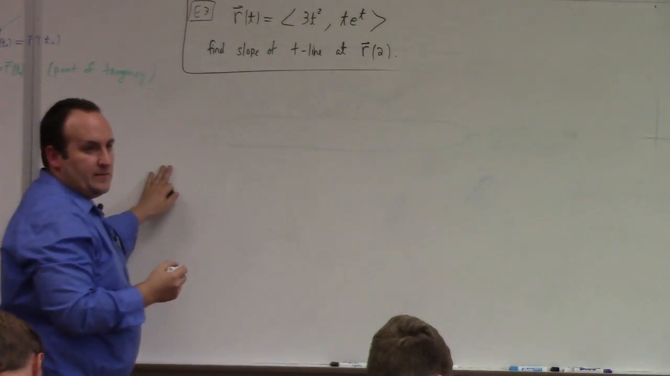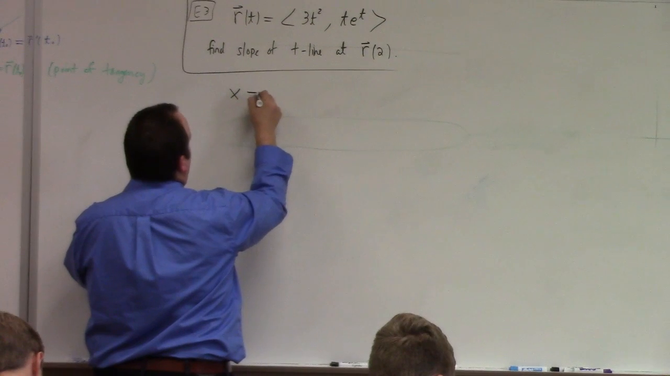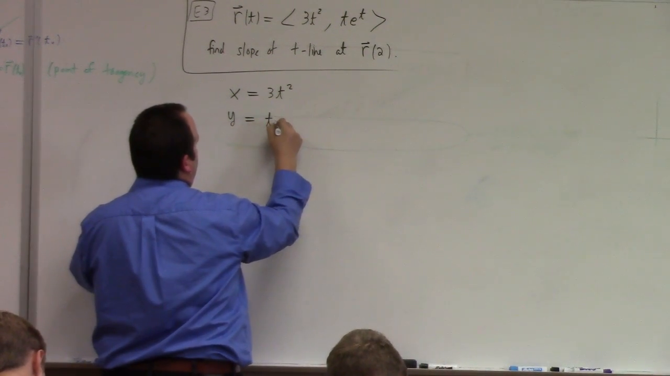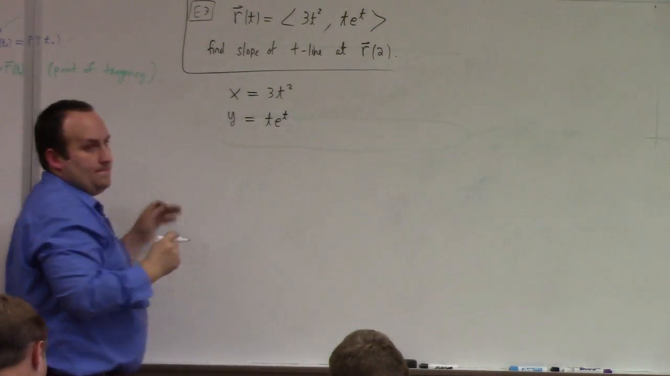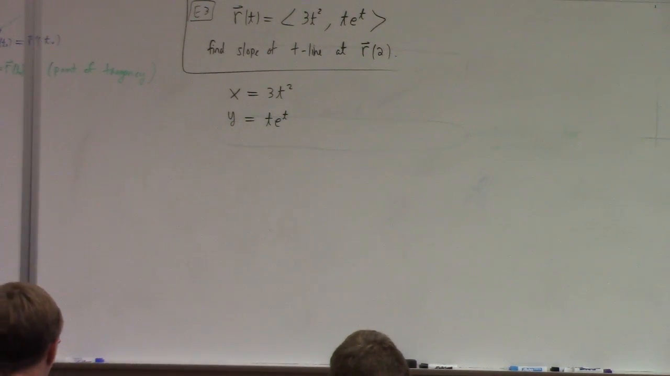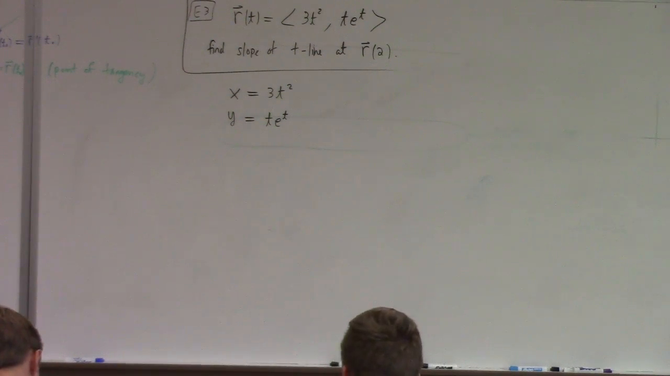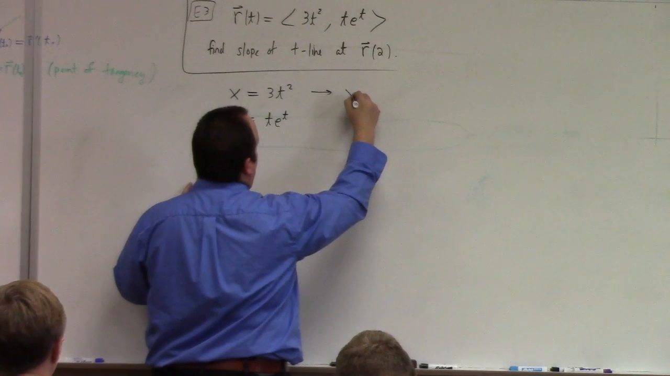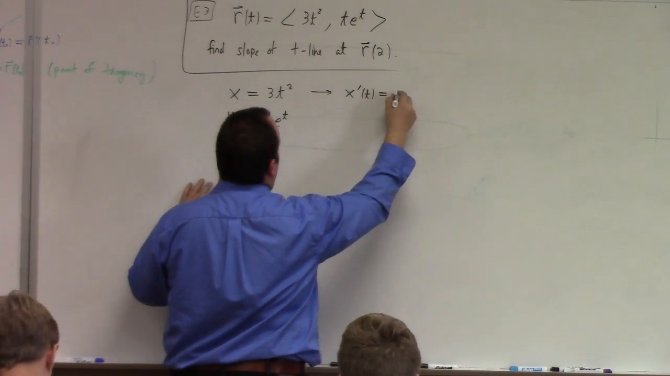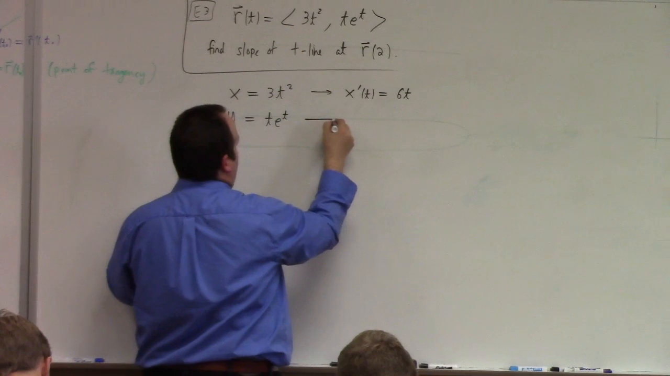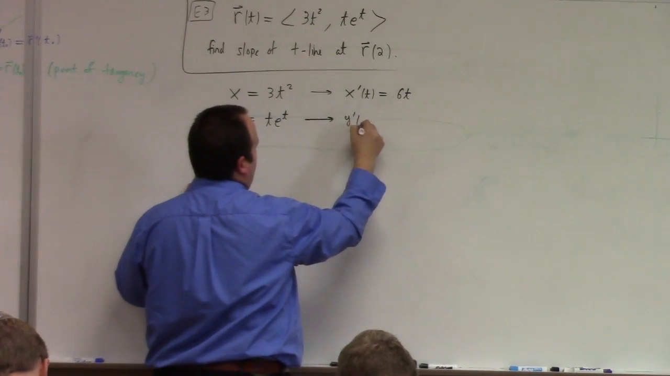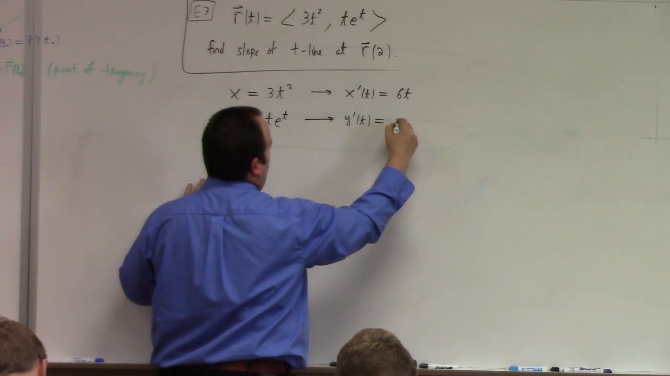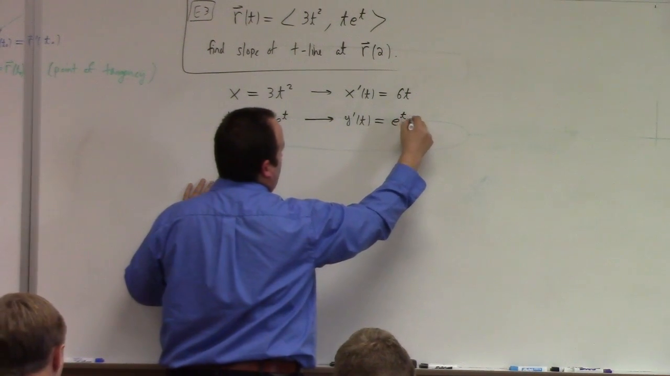The way to do this is pretty simple. You've got x equals 3t squared, and y is equal to t e to the t. So you differentiate these. dx/dt, x prime of t if you like, is equal to 6t. dy/dt, or y prime of t, is e to the t plus t e to the t, right?